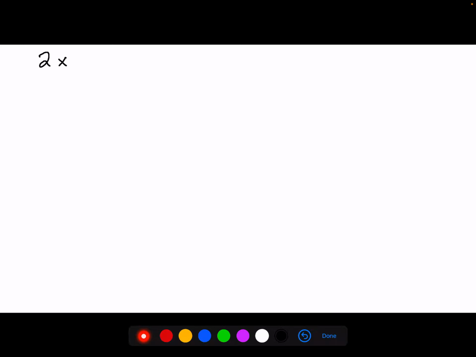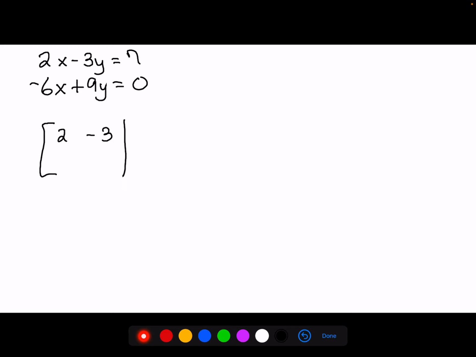Let's say you have 2x minus 3y equals 7. And let's say you have negative 6x plus 9y equals 0. And you want to use matrix methods to try to solve this system. And again, the name of the game is making this as simple as possible for ourselves, avoiding fractions and big numbers and that kind of thing if we can.